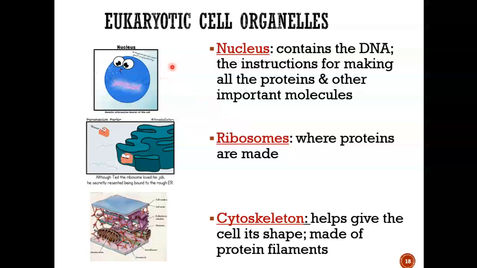With great power comes great responsibility. The nucleus has a lot of information, and it's got a lot of responsibility in cell division. The ribosomes, I should mention in passing, are often bound to another organelle, a larger structure called the rough ER. And you don't need to know the word protein filaments, but understand that the cytoskeleton is like a scaffolding that holds up the cell's structure.